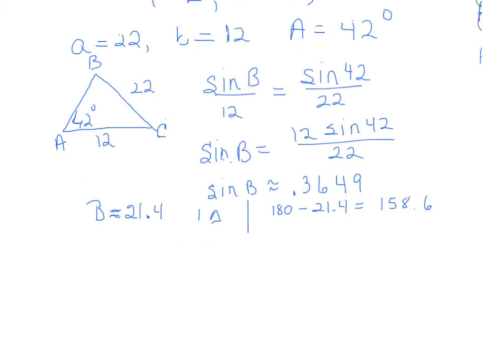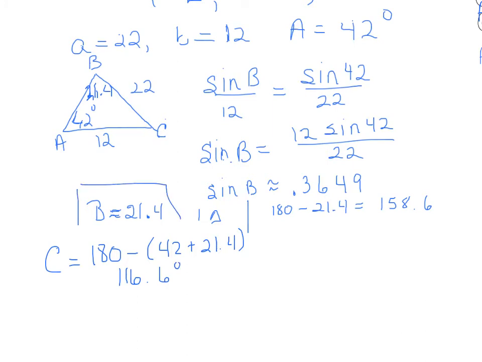I know that angle B is 21.4 degrees. Can we find angle C? Yes. 180 minus 42 plus 21.4 is 116.6. All right. So here's one unknown, here's C. Now I have to find side C.